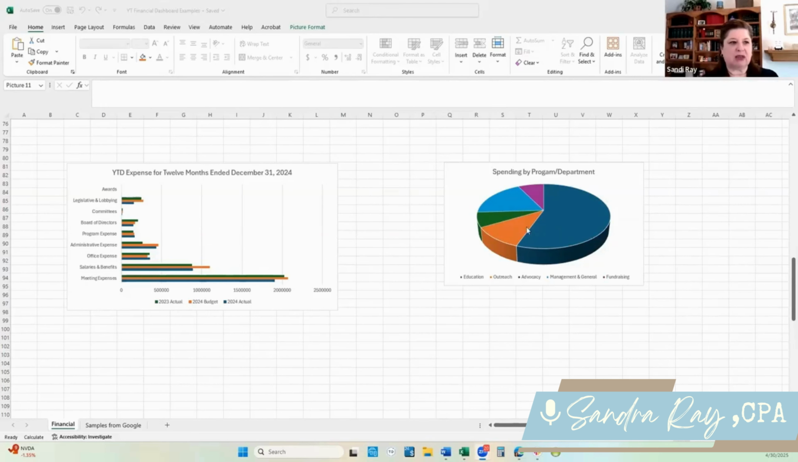So you can look, these three departments right here all relate to programs. So you can quickly see how much spending is going on with program versus overhead, if that's the kind of thing that you're wanting to track.